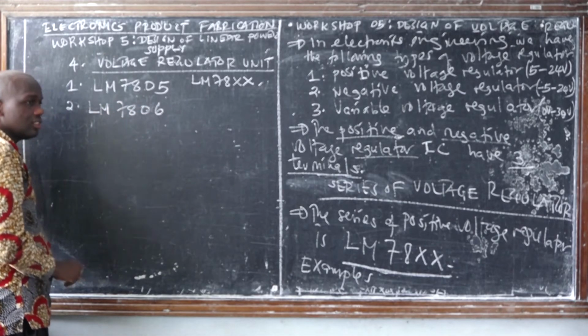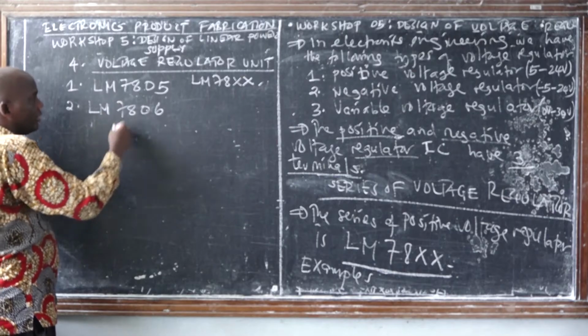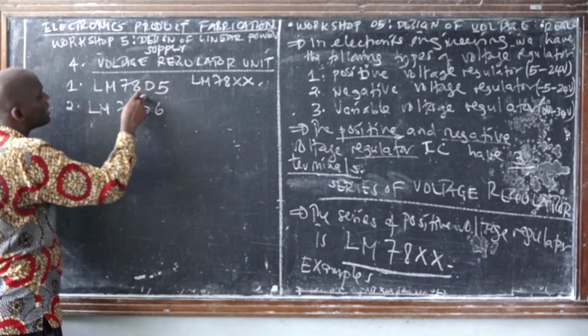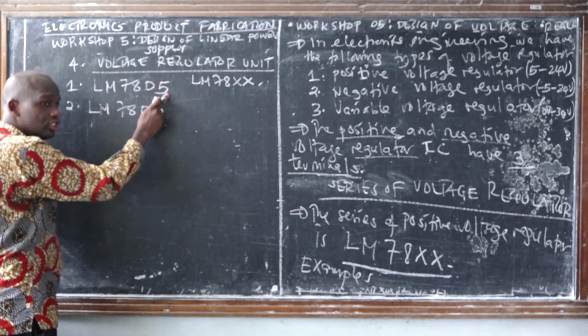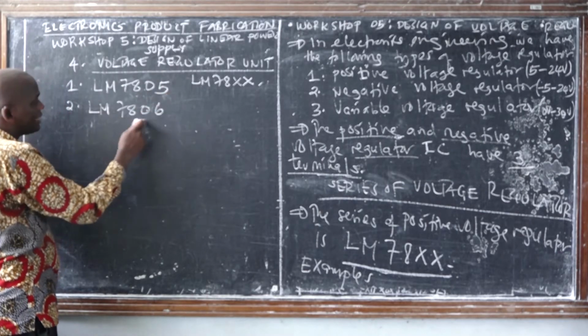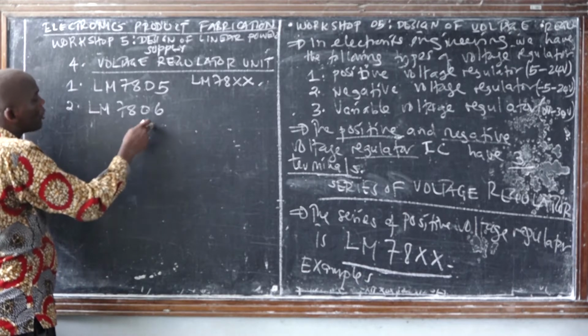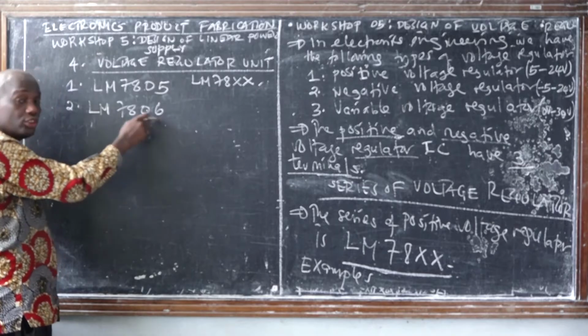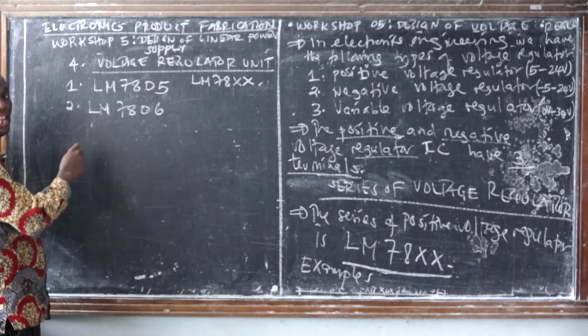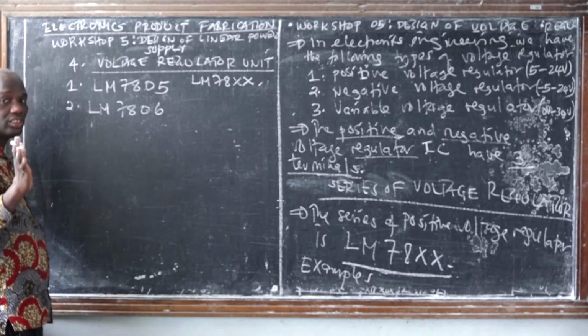The second example, we also have LM7806. What does it mean? This 05 means that it provides a regulated positive 5 volts. What do these two numbers mean? This one will provide an output regulated voltage of 6 volts. Okay? But it's fixed. It does not vary.